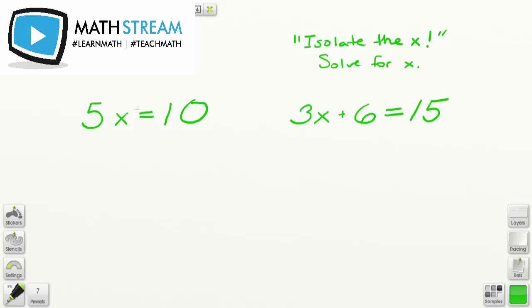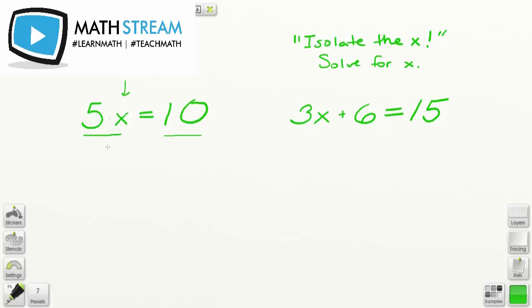So let's look at 5x equals 10. How do we solve an equation? Well, the rule goes, whatever I do to one side of the equation, I have to do to the other. And the goal should always be to get x by itself, or isolate the variable. So how could I get x to be by itself? Well, right now we have 5 times x. In order to get x by itself, I need to get rid of the 5. Well, 5 is being multiplied, so to get rid of it, I divide.